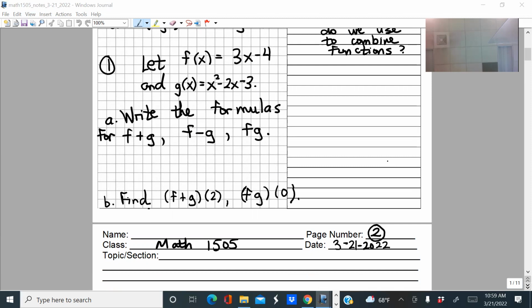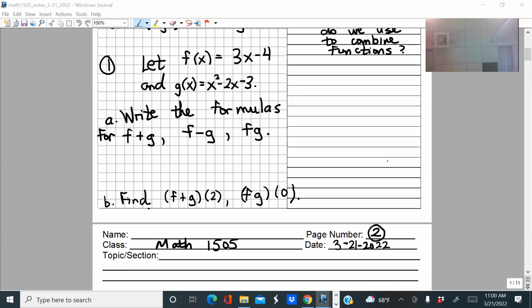Here's a function f of x equals 3x minus 4. So you know a lot about that function already. What sort of function is that? That's linear, right? So you can already imagine what its graph is going to look like, because you know its slope is 3, and its y-intercept is minus 4, right? So that's a function you know all sorts of things about.